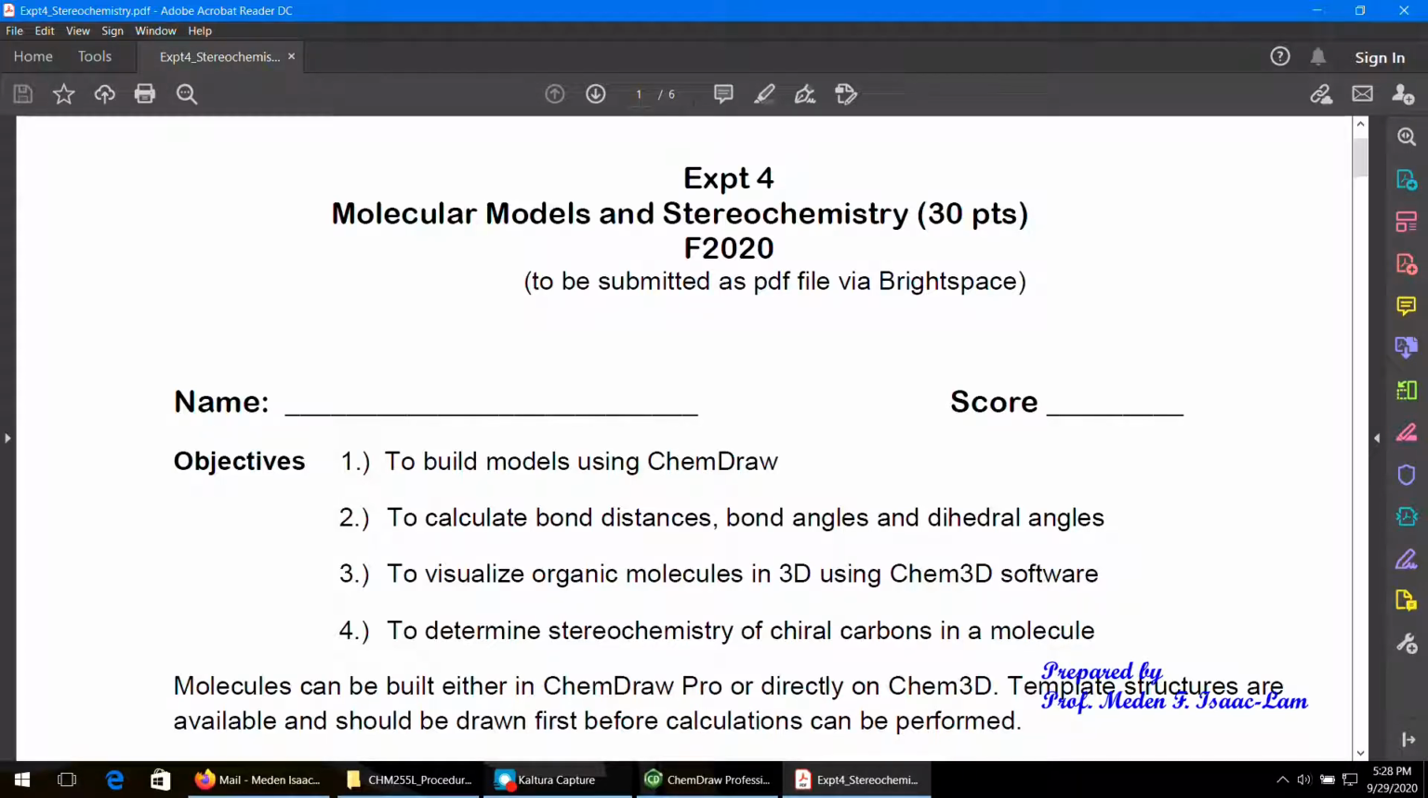Experiment 4 is molecular models in stereochemistry. The objectives are to build models using ChemDraw to calculate bond distances, bond angles, and dihedral angles, to visualize organic molecules in 3D using Chem 3D software, and to determine stereochemistry of chiral carbons in a molecule. Molecules can be built either in ChemDraw Pro or directly on Chem 3D. Template structures are available and should be drawn first before calculations can be performed.